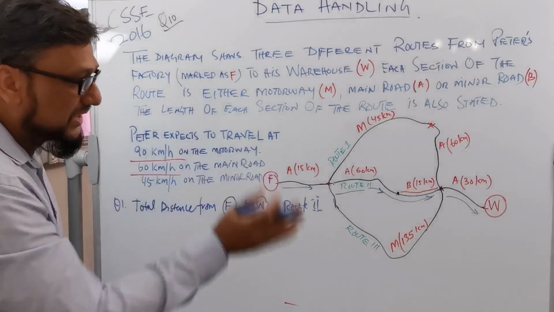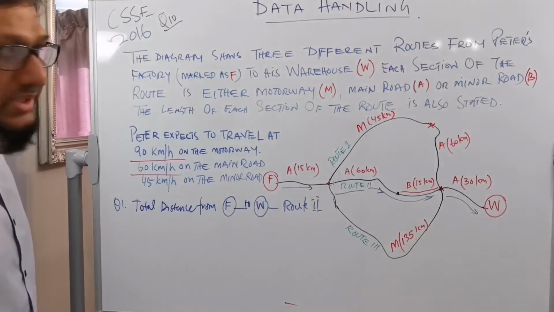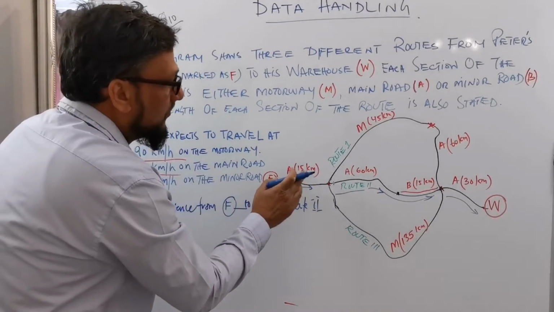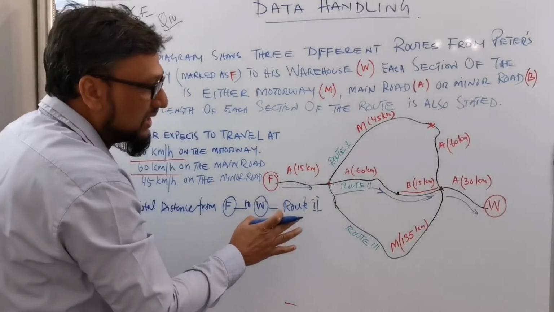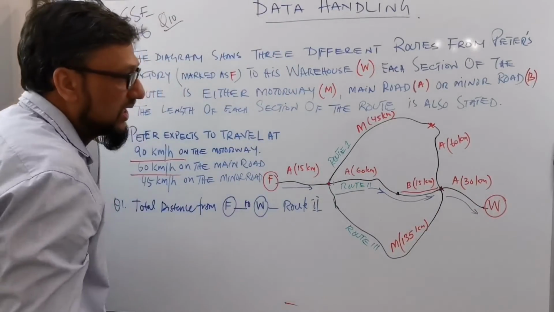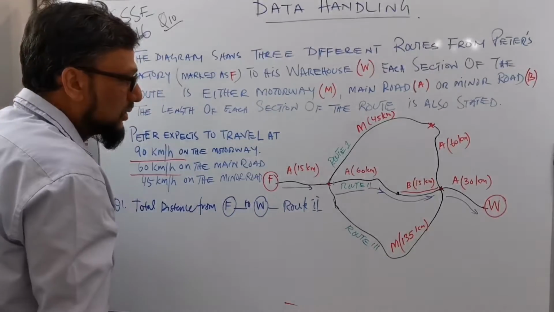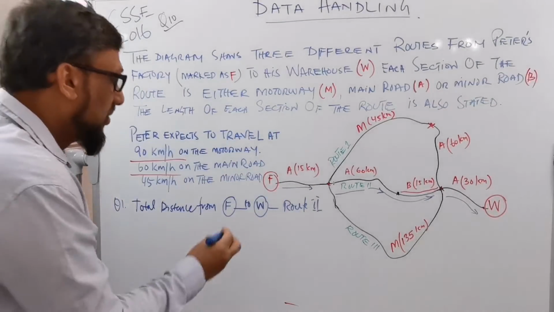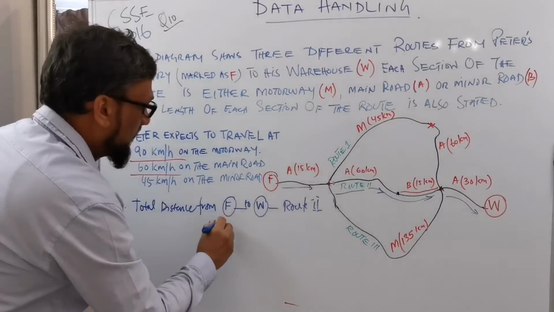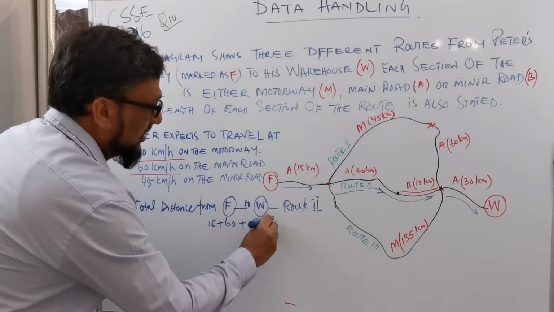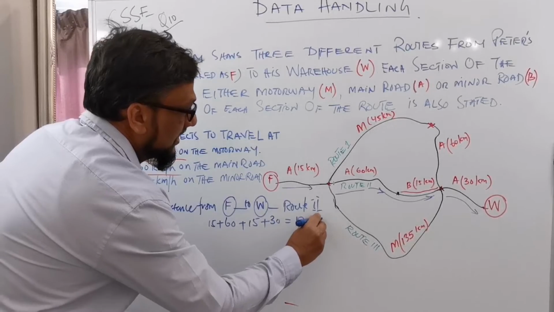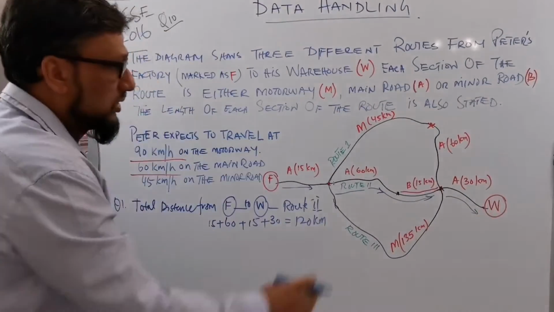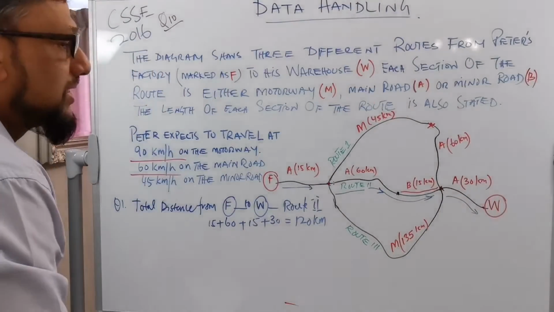You need to tell the total distance in kilometers. So we simply add the numbers of kilometers. First 15 plus 15 is 30. 30 plus 30 is 60, and 60 plus 60 is 120 kilometers. The answer for the first question is very simple and easy, which is 120 kilometers. So the total distance from factory to warehouse for route 2 is 120 kilometers.